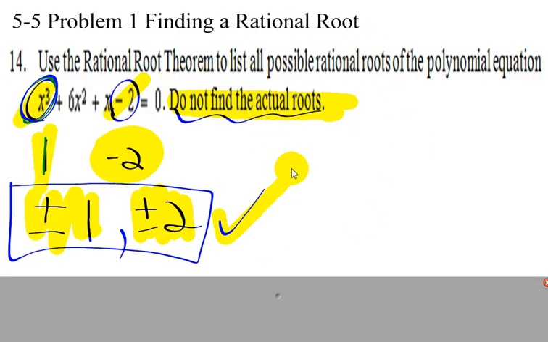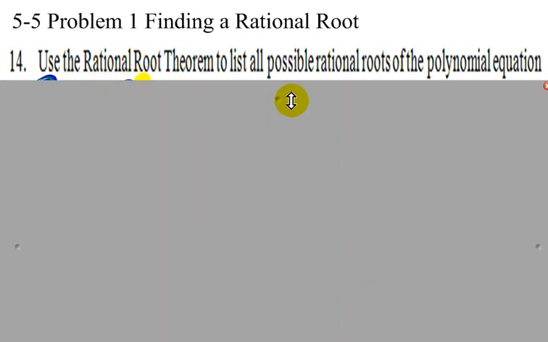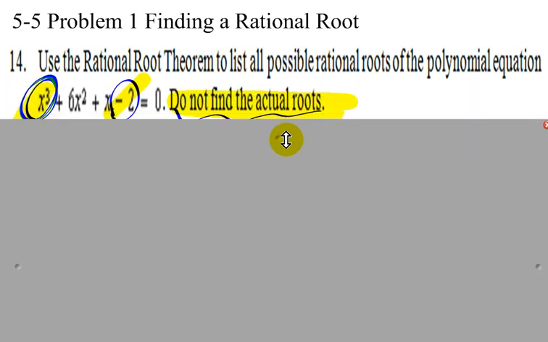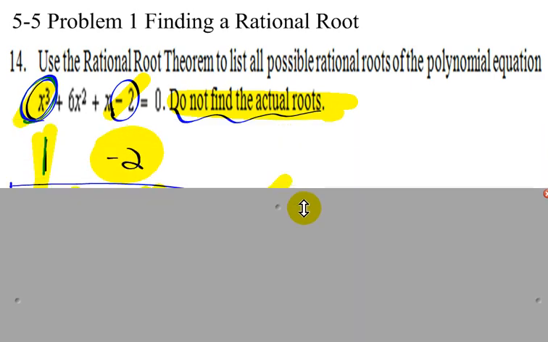And this would be the end problem for the first day of the test. Use the rational root theorem to list all possible rational roots of the polynomial equation. So it says do not find the actual roots, right? So they give you this. Find the rational roots, not the actual roots. So how do we do this?